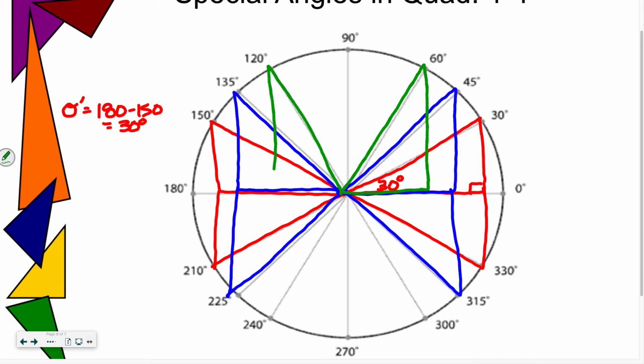60, 120, 240, 300. Notice that as you draw in that same color for the reference angles, those triangles are all oriented the same way. If you just reflect over the horizontal and vertical axis, it's the same triangle over and over again. They're all 60-degree reference angles. That's going to be really important leading into tomorrow.